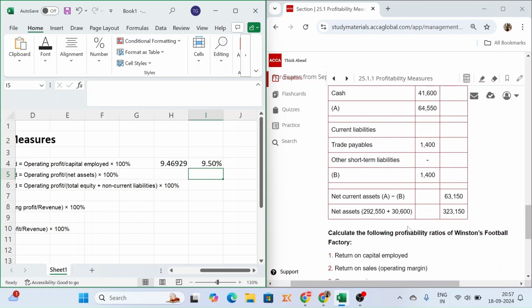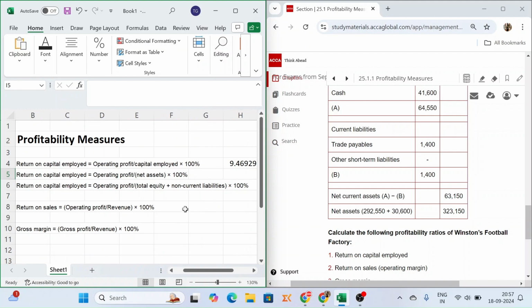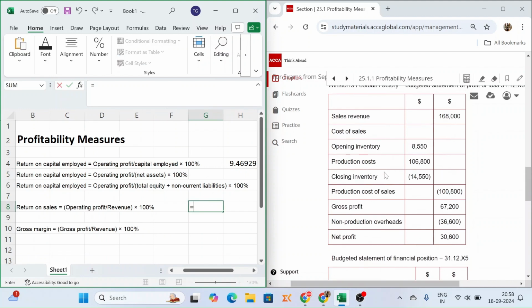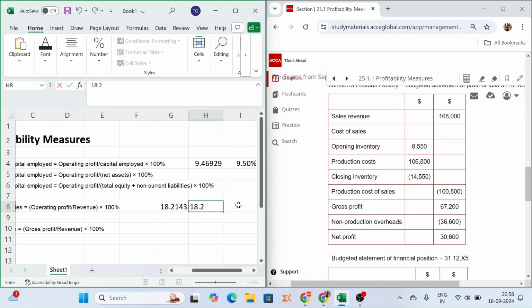Now coming to the second requirement, which is with respect to the return on sales. So the formula is operating profit divided by revenue. Operating profit we already know is 30,600 divided by the revenue which is given to us as 168,000. Right over here you have this 168,000 and multiply this by 100 again. So you get 18.21%. So you can write over here this is 18.2%.